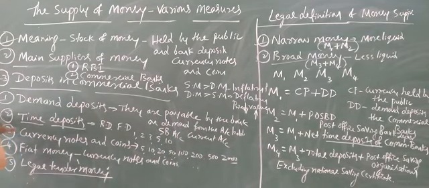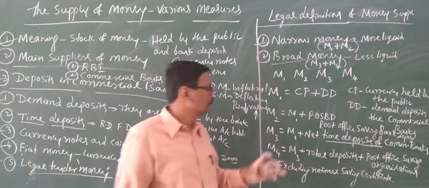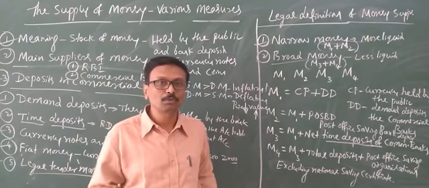Then another, the last concept in this chapter, is demonetization. I will explain it in the next class. Demonetization is one of the important topics for a project-oriented question of 5 marks.